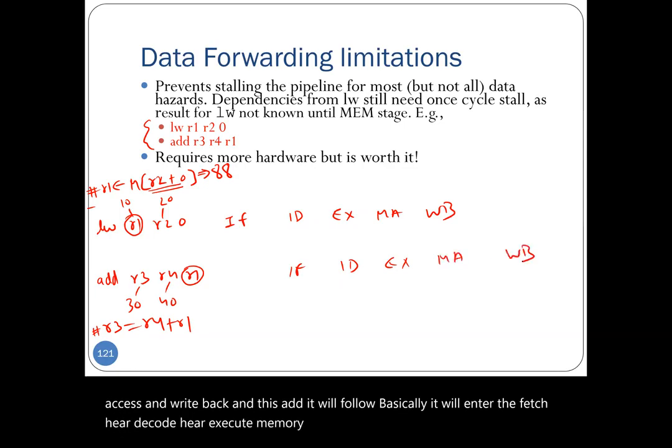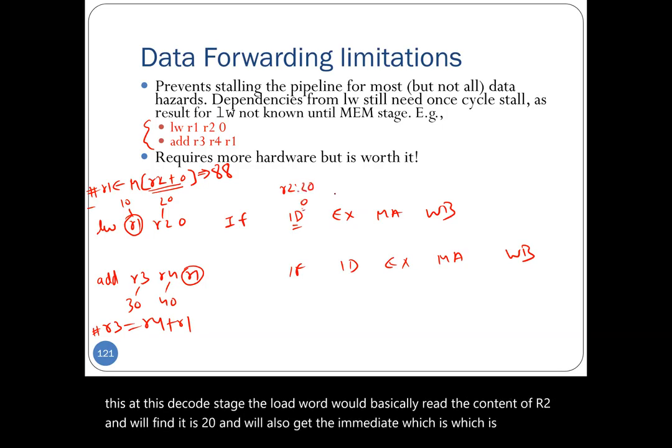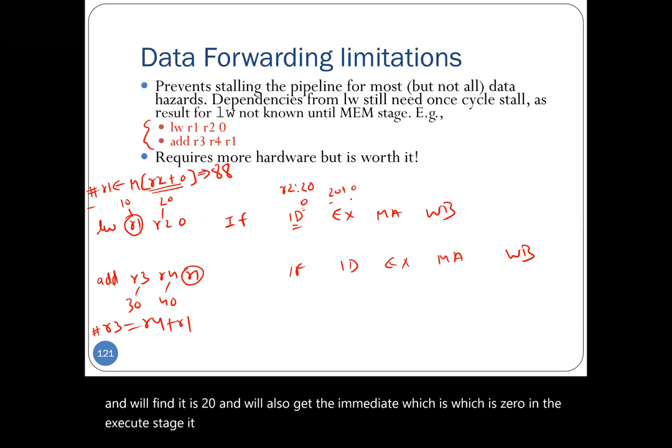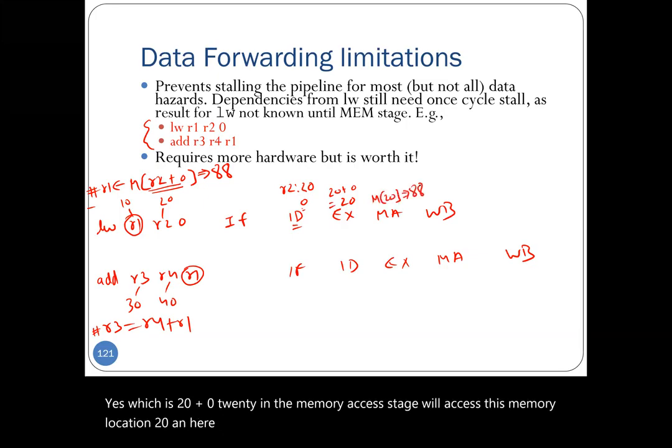In this decode stage, the load word would basically read the content of R2 and it will find it is 20, and it will also get the immediate, which is 0. In the execute stage, it will compute the effective address, which is 20 plus 0, 20. In the memory access stage, we'll access this memory location 20, and here we'll find that, let's say, the data stored there is 88.